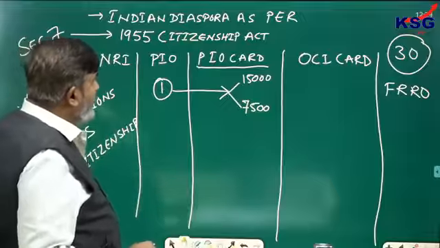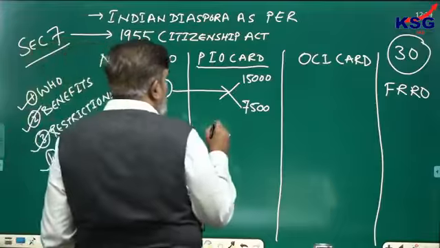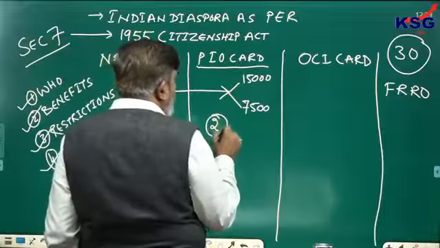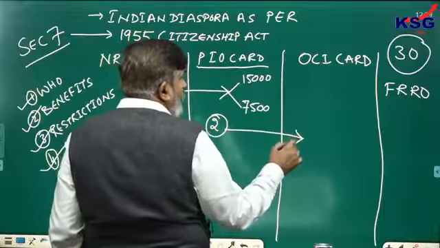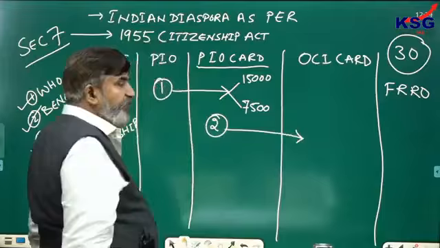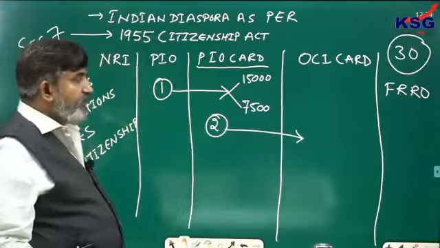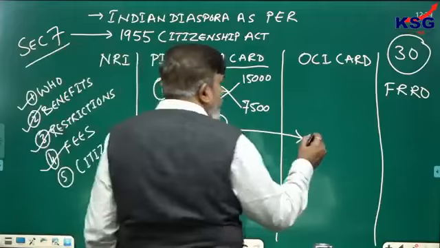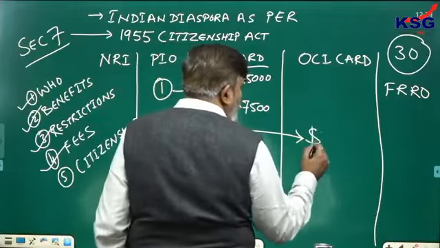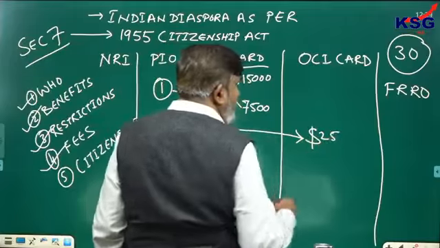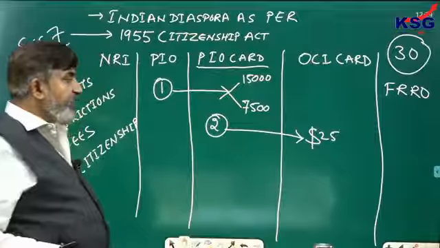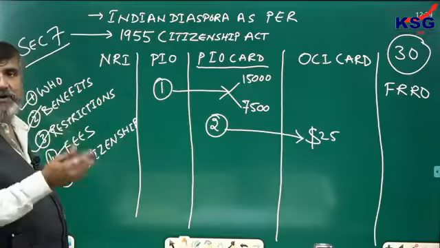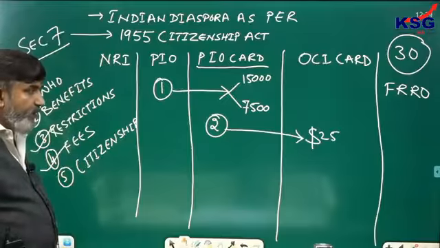Now second scenario is if PIO card holder wants to upgrade to OCI card, then in that case he or she has to pay US dollar 25 or equivalent in local currency, right?